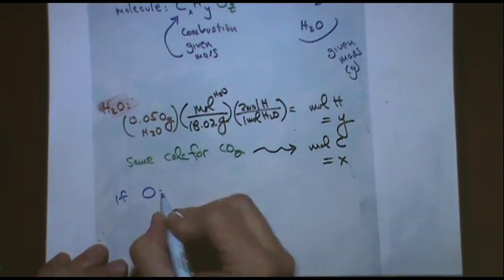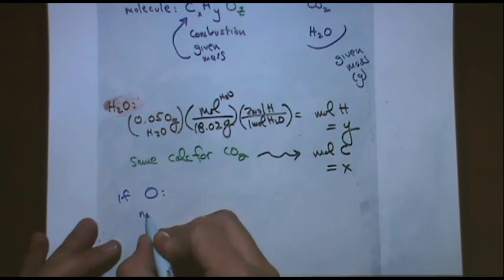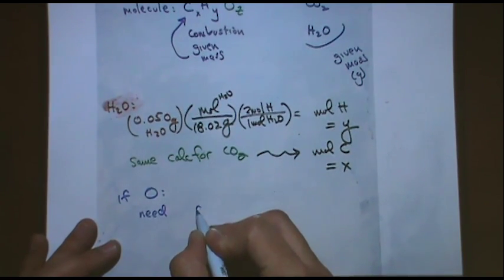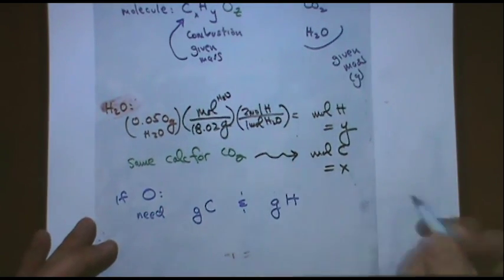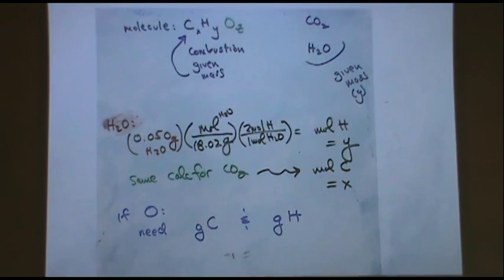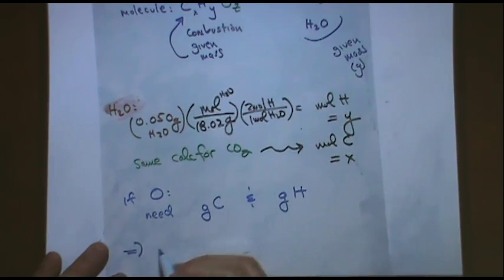If there's oxygen, then you have a couple more steps. You need to find the grams of carbon and you need the grams of hydrogen. How will you find the grams of carbon and hydrogen? The moles, you're technically multiplying by what? You have the molar mass of carbon, 12.01 grams per mole, or hydrogen, 1.008 grams per mole. So you need to convert to this. And then you're going to use the following.